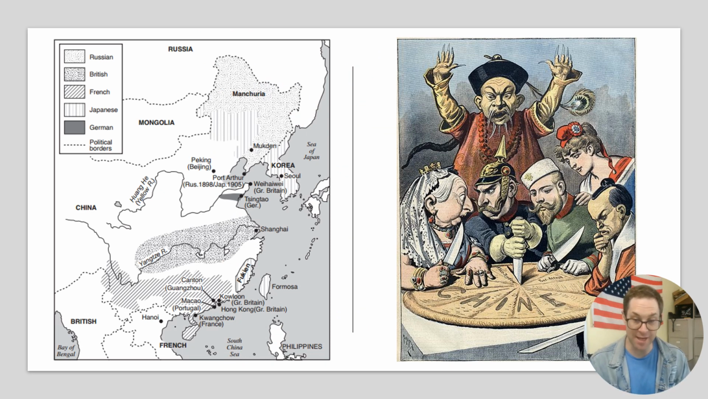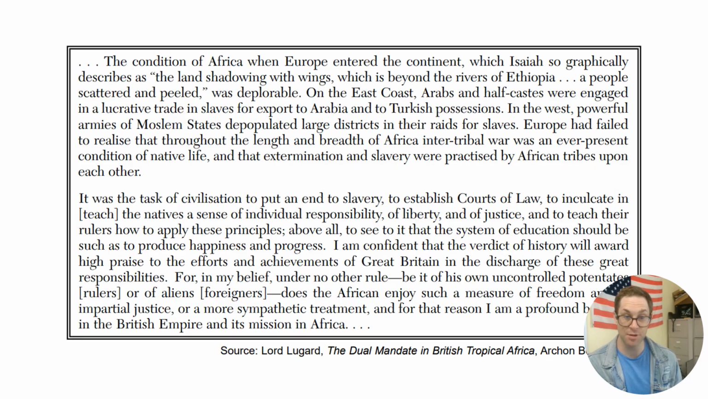Now, this didn't just happen in Africa and India, it also happened in China. And that cartoon on the right there is very similar to the one that we saw of Africa. We see different European countries splitting it up for their resources. In China, it did have a different name. They were called spheres of influence. And the map shows those spheres of influence with Russia, Britain, France, Japan, and Germany. It'll say things like political borders or borders of different countries, but we know that they're using this land for resources, and that is imperialism.